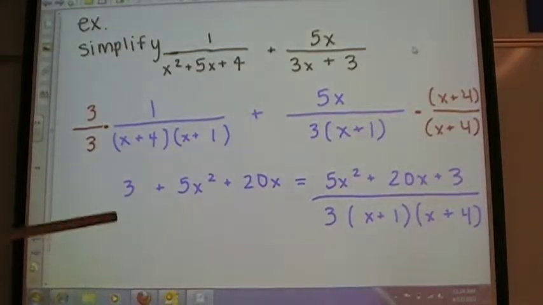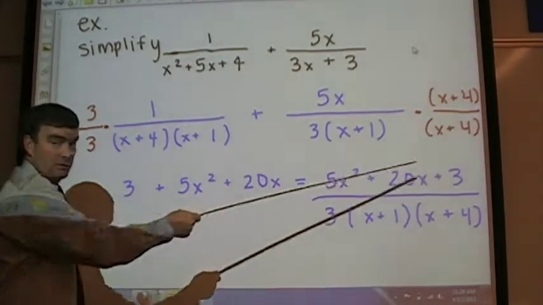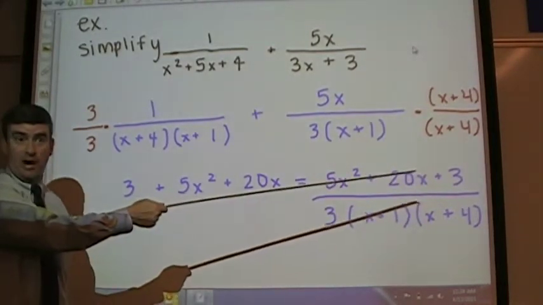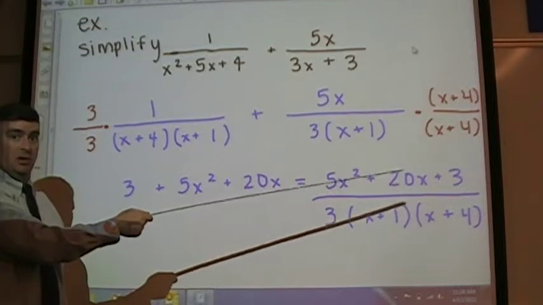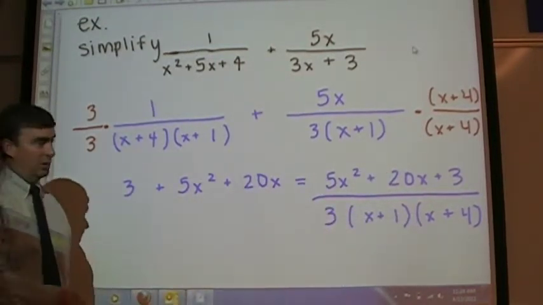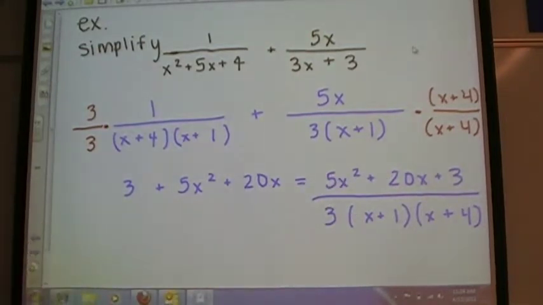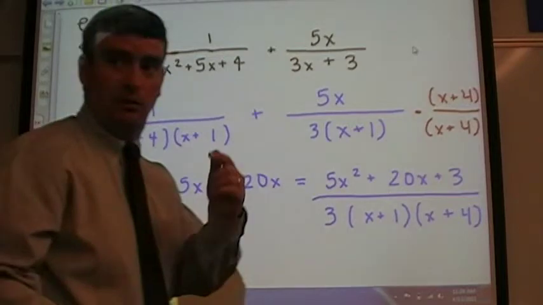All right, now be careful. You will be given some problems where this can be factored further. If it can be, go ahead and factor this numerator, because one of your factors might divide out with one of these factors. But in this case, this cannot be factored anymore. Okay? Question.